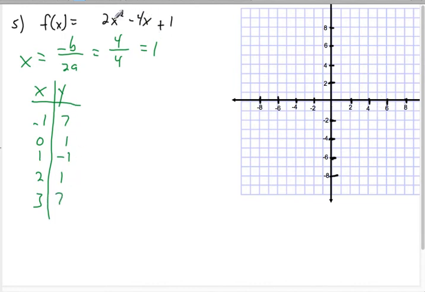We expect it to look like a U because it's positive. So 1, negative 1 is here. 0, 1 is here. I don't know what order I'm going in, so I'll start over. So negative 1, 7 is going to be right here. 0, 1 is here. 1, negative 1 is here. 2, 1 is here. And then 3, 7 is up here. So it does look correct.